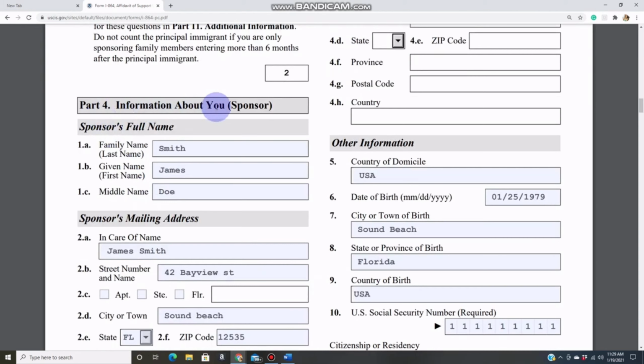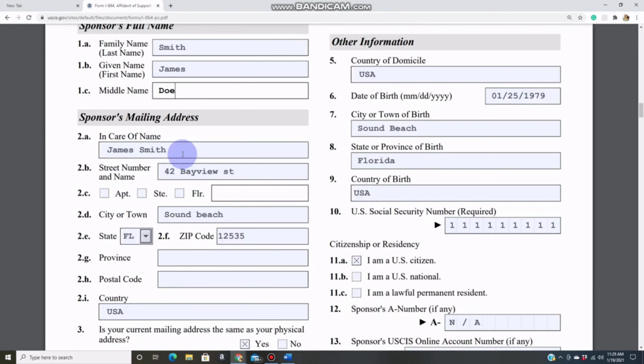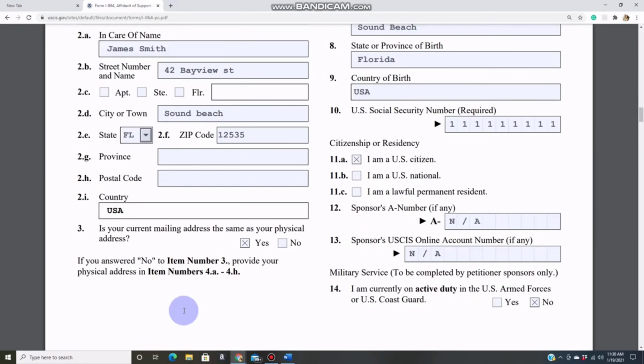And Part 4, Information About You. This part is the information of your petitioner. So this is my petitioner's last name, first name, and middle name. Sponsor's mailing address. So in care of, my husband's name. This is our mailing address and this is our country, USA.